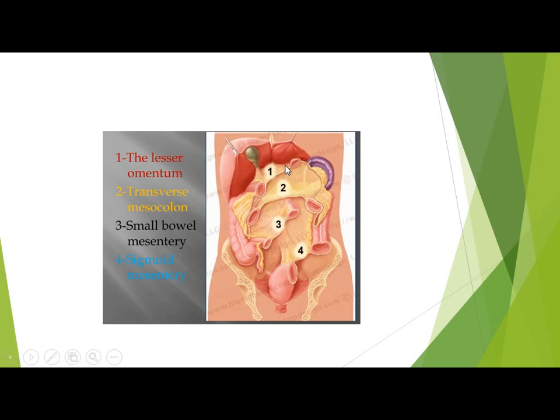This is the lesser omentum, and this too is the transverse mesocolon between the hepatic and the splenic flexure. This is the mesentery of the small intestine. It runs from the left of the second lumbar vertebra to the right sacroiliac joint, about 50 centimeters long, and this is the sigmoid mesentery.